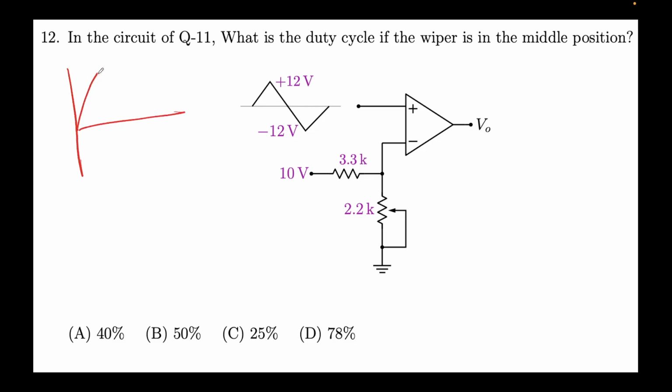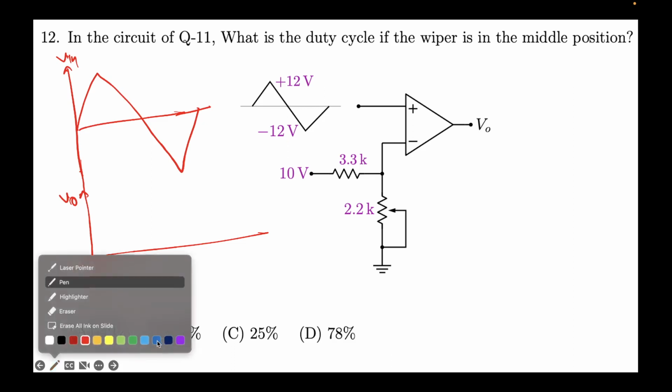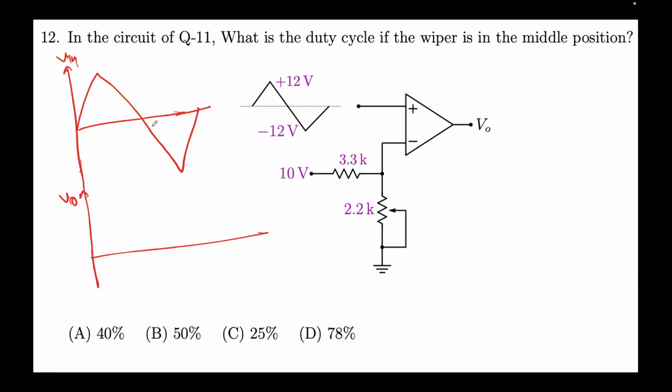Let's draw the input waveform, something like this. V in, and now we'll label the V out. Just before that, let me choose a different color. Vref we obtained is 2.5 volts, so this is, let's say, 2.5. So V output will be high after this point and up to this point.